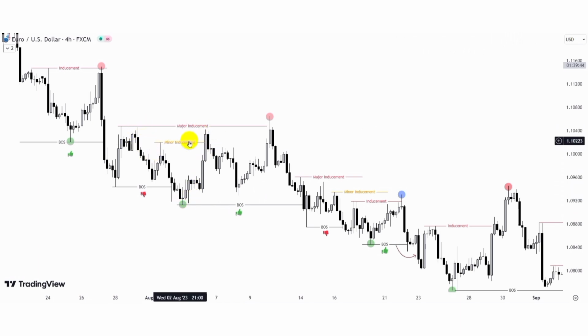So you can see we have a minor inducement and then we have a major inducement. This is the ideal high point that sponsored this movement, because you can see this pullback is still within this range, this high and this low. So this is a minor inducement. Now price give.